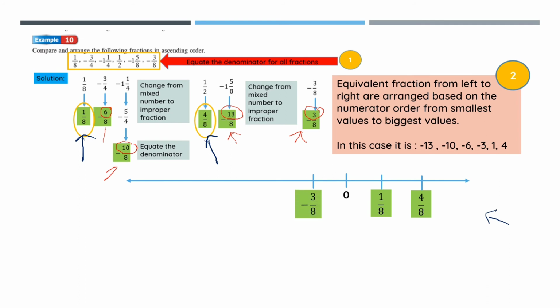So, the smallest value for the numerator is 3. So, 3 will be the nearest to 0 on the left side for negative fractions. Negative 3 over 8. Next is negative 6 over 8. Next is negative 10 over 8. And last is negative 13 over 8. If you look at the order, the numerators are from the smallest to the largest values. That is how you arrange on the number line.